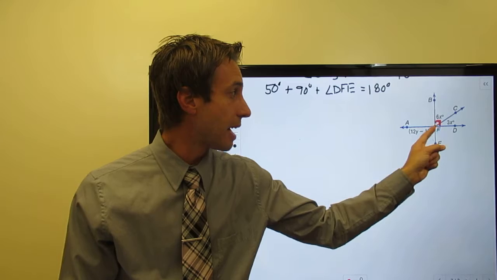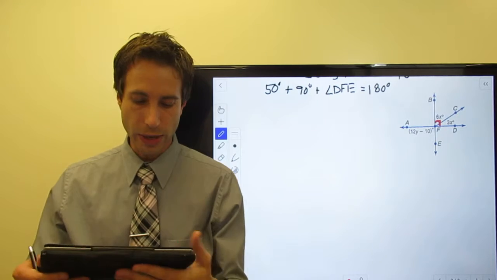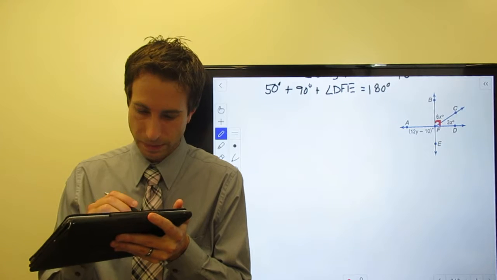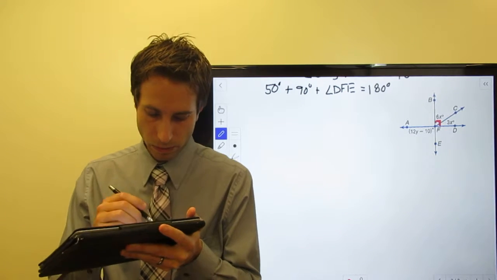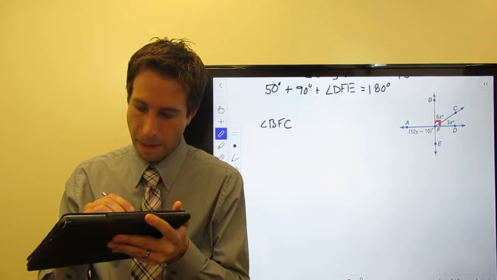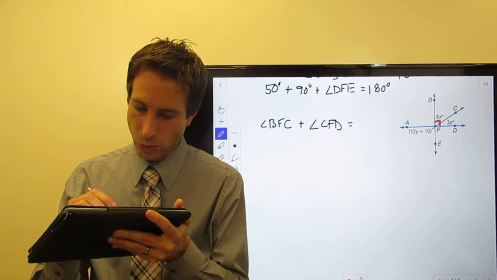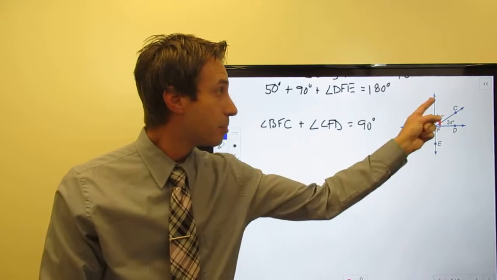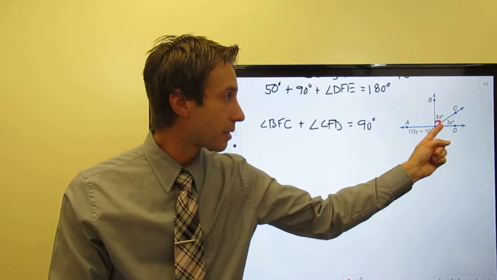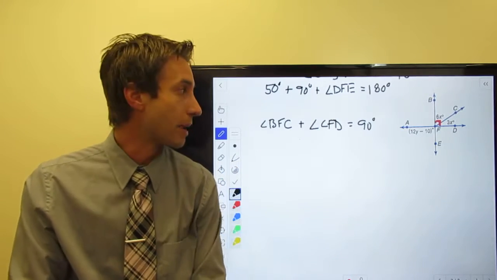So angle BFC and CFD are complementary angles. So here we go, here's what we're gonna do. Angle BFC plus angle CFD equals 90 degrees. BFC and CFD have to sum to 90 degrees. Why? Well, that little symbol tells me that they are complementary angles. They sum to 90 degrees. They form a right angle.